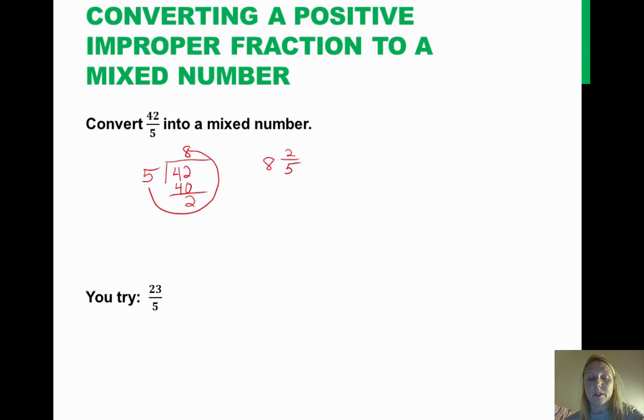Now you take a moment to try 23 divided by 5 and put it into mixed number form, and then come back and check your work. On this one, I got a mixed number of 4 3/5. That is the end of this video, and you need to watch the next video for this entire lesson.